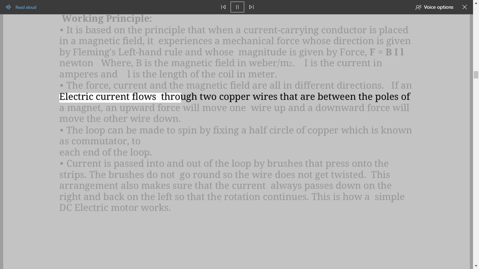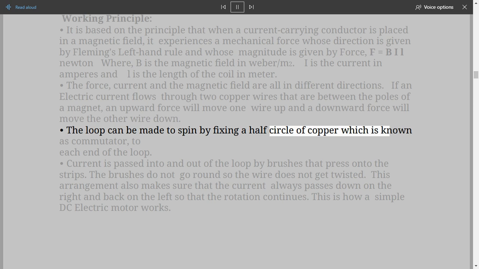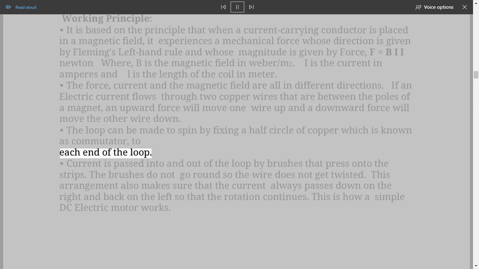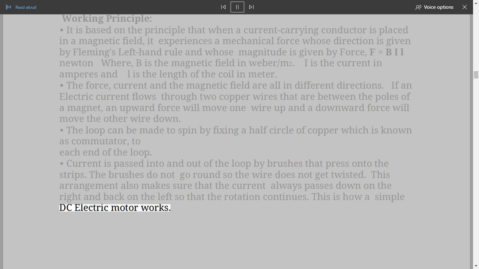If an electric current flows through two copper wires that are between the poles of a magnet, an upward force will move one wire up, and a downward force will move the other wire down. The loop can be made to spin by fixing a half circle of copper, which is known as a commutator, to each end of the loop. Current is passed into and out of the loop by brushes that press onto the strips. The brushes do not go round so the wire does not get twisted. This arrangement also makes sure that the current always passes down on the right, and back on the left, so that the rotation continues. This is how a simple DC electric motor works.